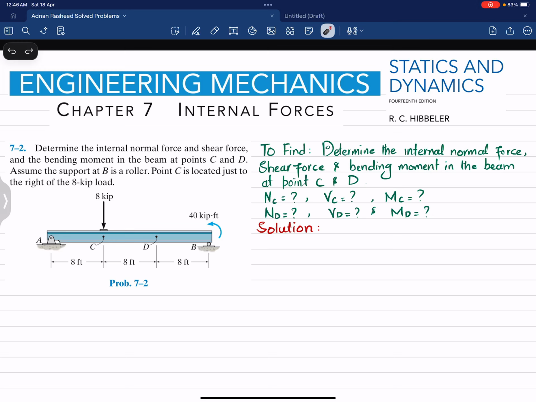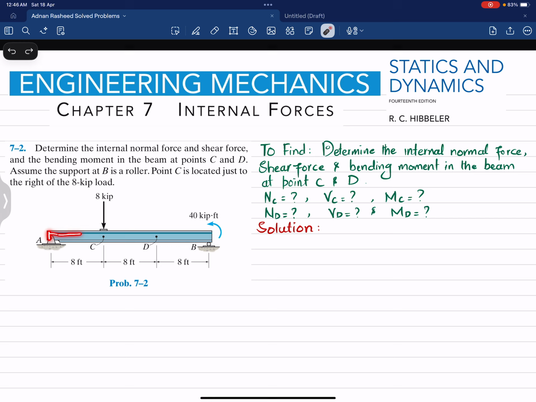Welcome back. Problem 7-2. This problem is taken from chapter number 7, Internal Forces, and the book name is Statics and Dynamics by R.C. Hibbeler, 14th edition. So the statement is: determine the internal normal force, shear force, and bending moment in the beam at points C and D. Assume the support at B is a roller. Point C is located just to the right of the 8 kips load.